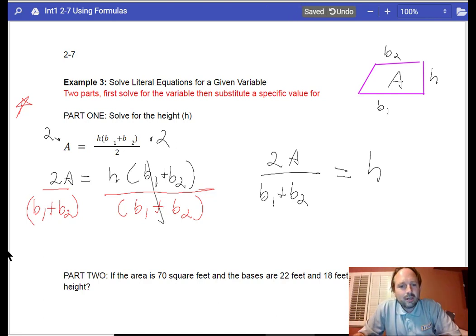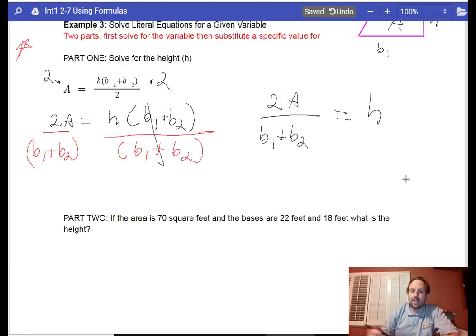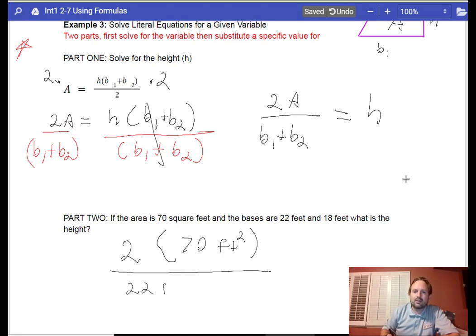So now, if the area is 70 square feet, so now we're going to write this in. The area is 70 square feet. So we have 2 times 70 square feet. And then the bases are 22 feet and 18 feet. How much is the height?